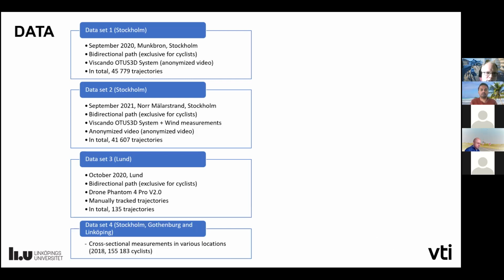The first one is a bidirectional path in Stockholm, one of the highest flows on a bike path there. In total, it's almost 46,000 trajectories. In a later collection we did this fall, we did another place in Stockholm on Norrmälarstrand. It's also a bidirectional path.